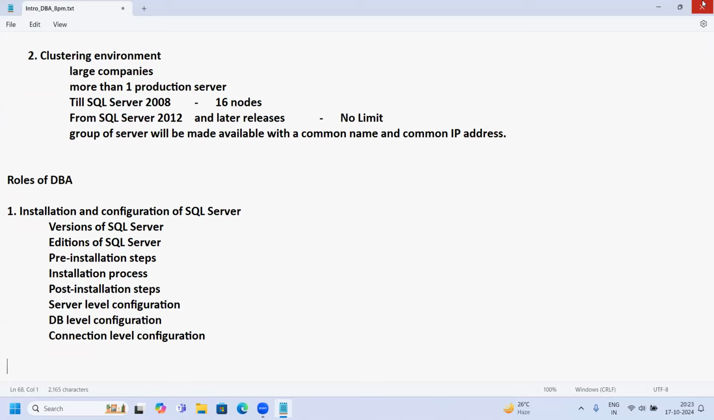In my class, I discuss how to do server level, DB level, and connection level configuration both through the wizard, and how to do this configuration even through a script-based process, the manual approach.